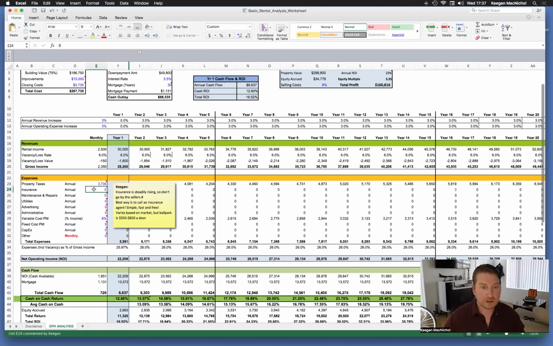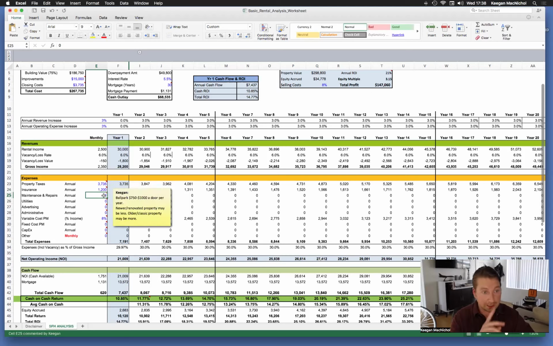Insurance, much the same. You can just call your insurance broker and just say, hey, I'm looking at this property. Here's what it is. Can you give me a quote? And bada boom, bada bing, you're in business, right? So I'm going to estimate $600 a door for $1,200 a month. Now, insurance has definitely been going up these last few years, so it could even be more, but I think that's a good going-in argument without making any phone calls.